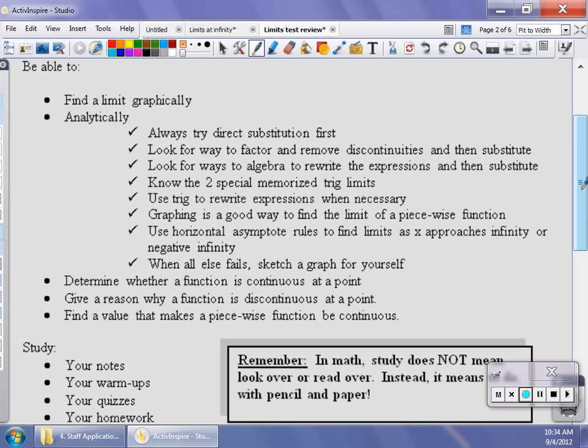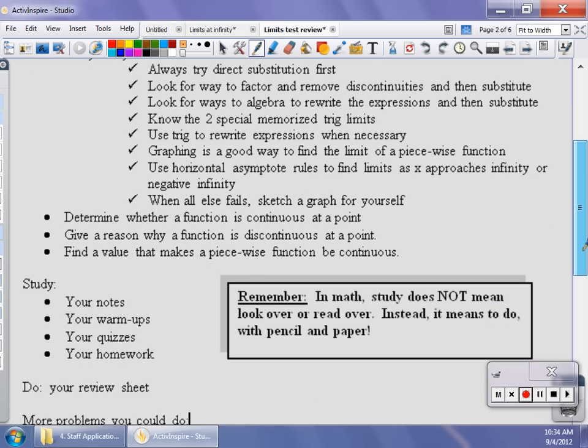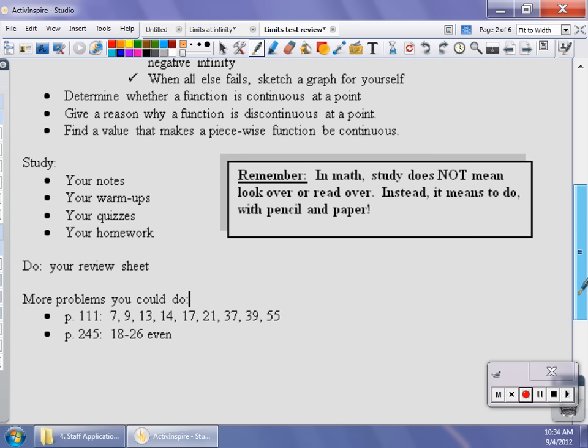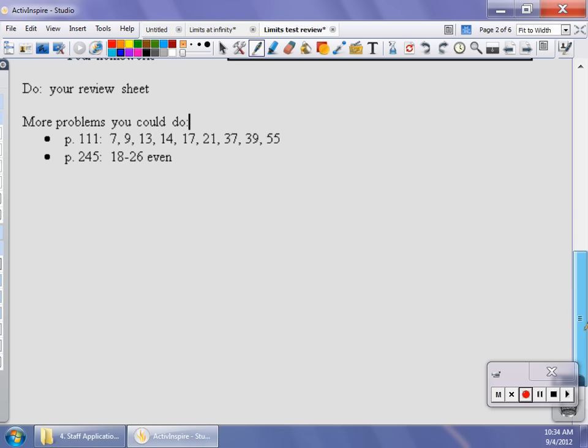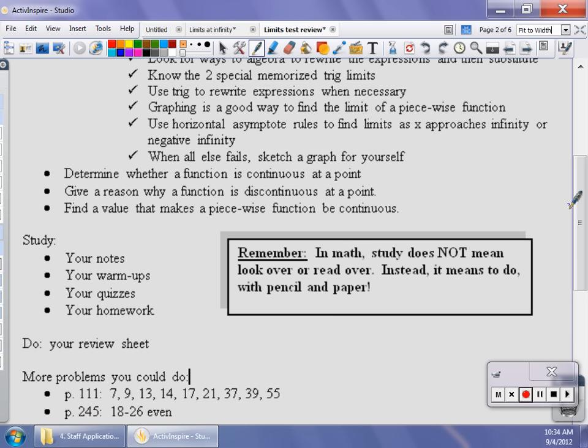You need to be able to find values that force a piecewise function to be continuous. To study, you want to review your notes, your warm-ups, your quizzes, and your homework, and do your review sheets. And then there are some extra problems in the book that you could do. I'm not necessarily assigning them, but it's just more practice, and some of you may want to do that.